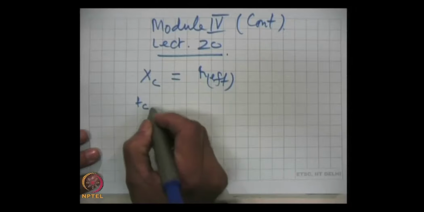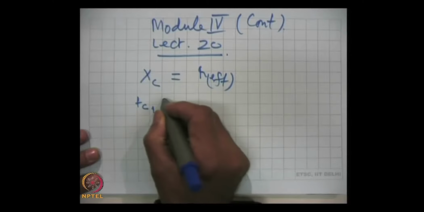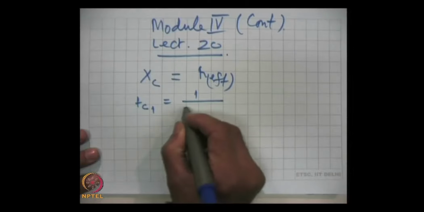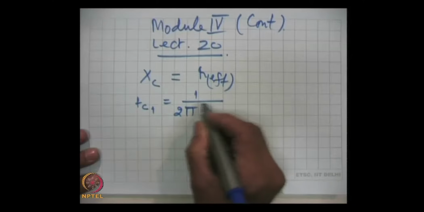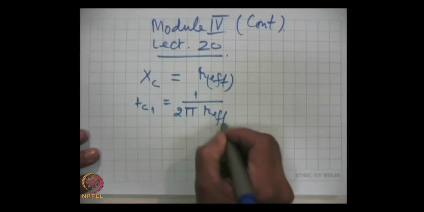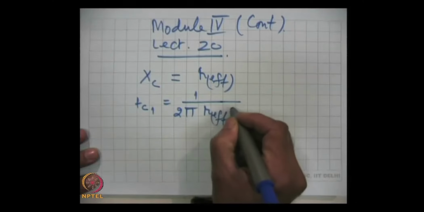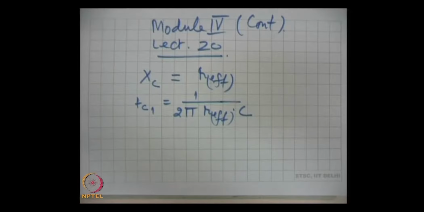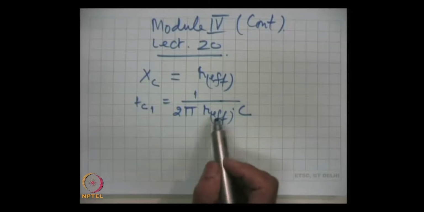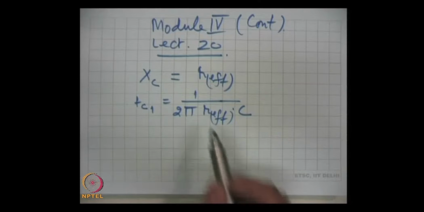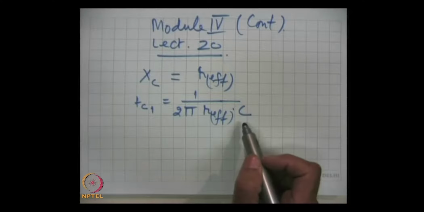So, in general we can write that the capacitive reactance X has to be equal to R effective, the effective serial resistance, and f C, the lower cutoff frequency, comes out to be 1 by 2 pi R effective into C. This is the expression by which we can calculate the lower cutoff frequency, and it depends on two parameters: the effective serial resistance in the circuit and the value of capacitance which we are using.